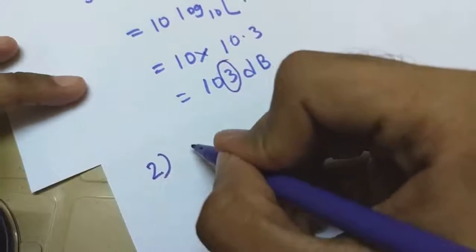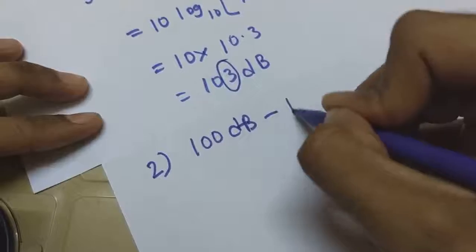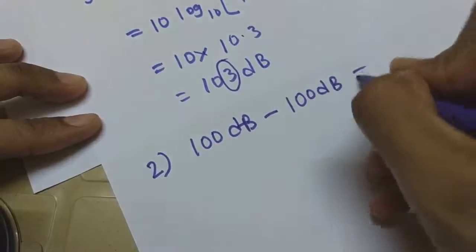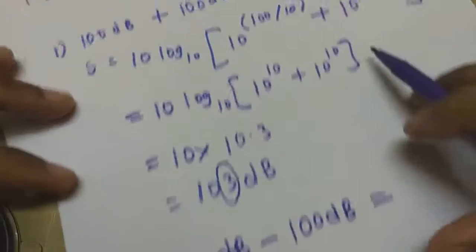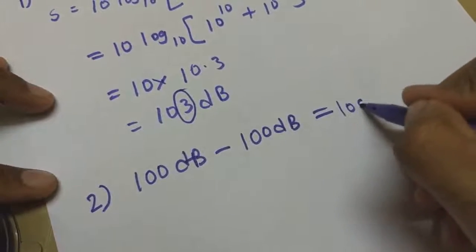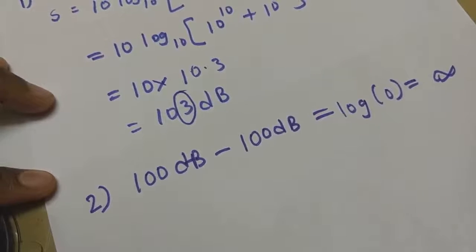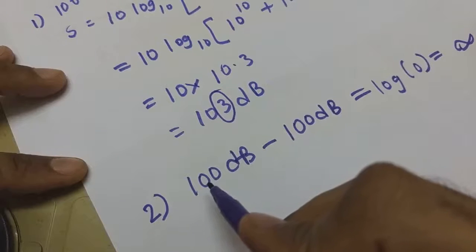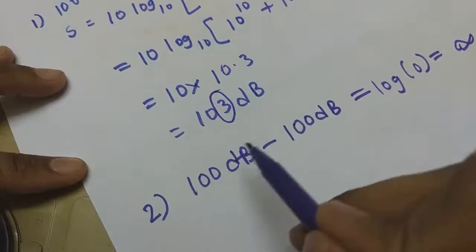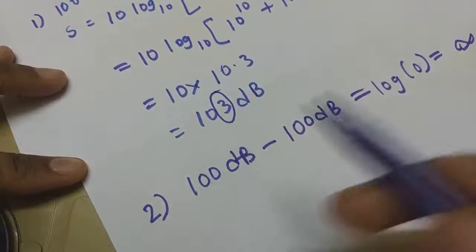Alright, so what's going to be 100 dB minus 100 dB? Well, if you use the same calculation steps, just put a negative symbol here, you will get the log of 0, which is not defined. The correlation here is that in a real life example like 100 minus 100, you will not hear any sound. The sounds cancel out each other.